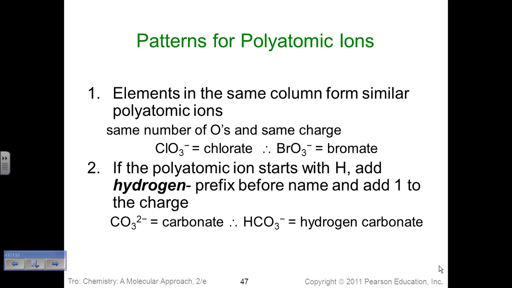Chlorine is in the same family as bromine. When they form a polyatomic ion, you get chlorate or bromate or iodate. They're all in the same family. If the polyatomic ion has a hydrogen as part of its structure, you'll hear that as hydrogen carbonate or hydrogen bromate, but oftentimes you'll hear it abbreviated. It's kind of like the common name called bicarbonate instead of hydrogen carbonate. It's just a shorthand way for saying hydrogen.